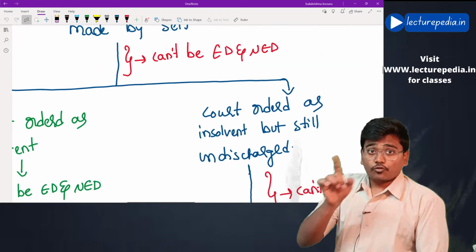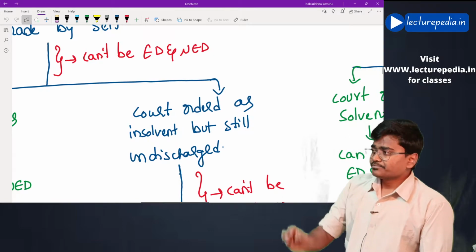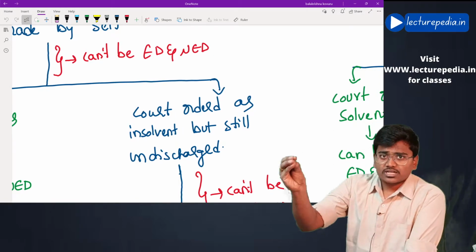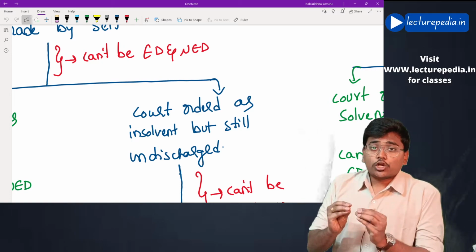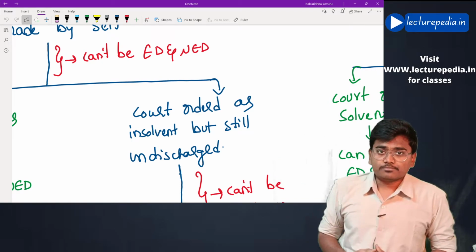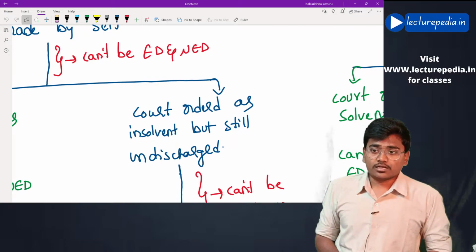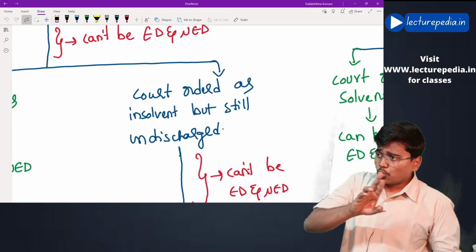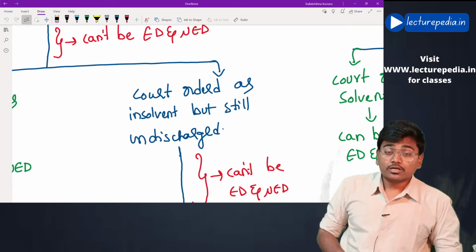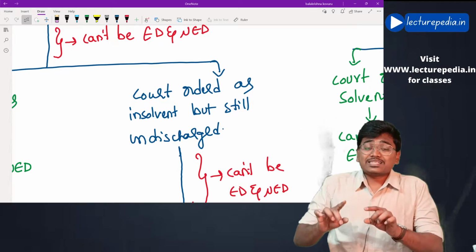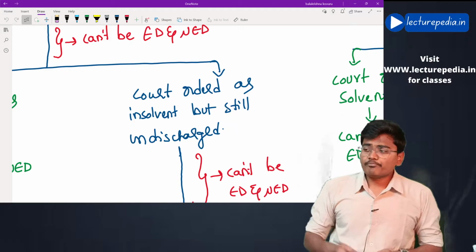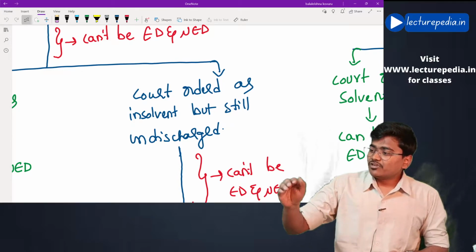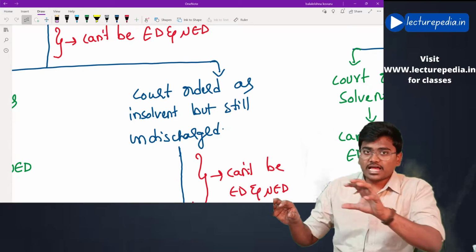Next, if court passes the order that yes, you are insolvent only, but I am still not discharging your insolvency, like this the court has passed the order. That means court declared that such person is insolvent, but court has still not released such a person. Releasing such person means, see, this person will be having some assets, this person will be having some liabilities.